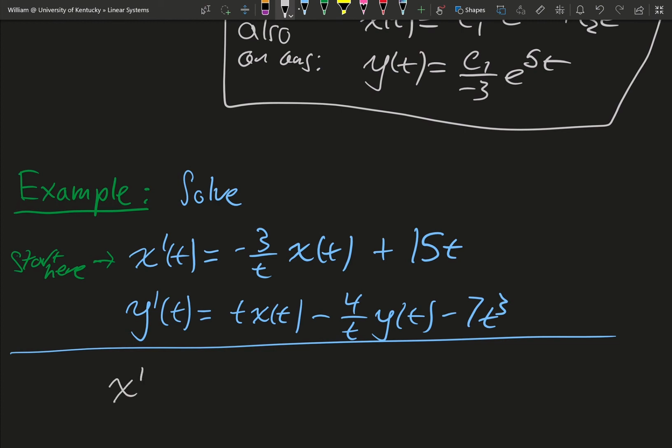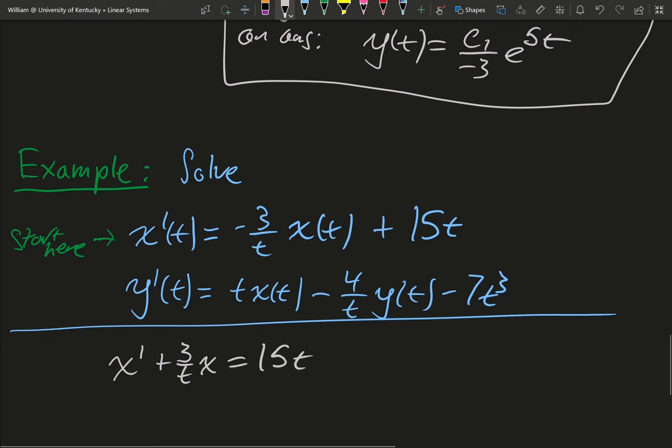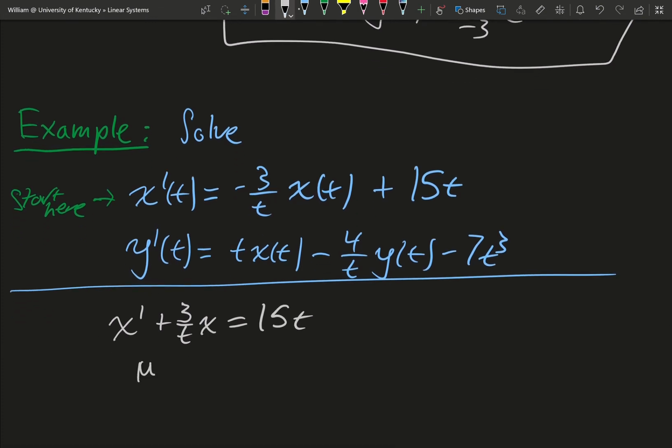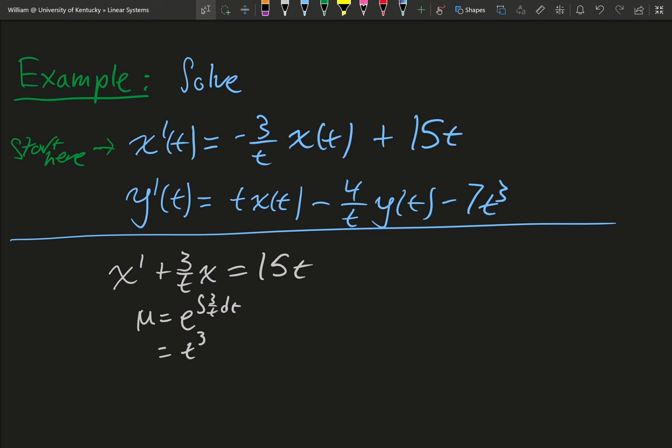So we'll rewrite it: x prime plus 3 over t times x equals 15t. Our integrating factor is going to be t cubed. And so we're going to have the derivative with respect to t of t cubed times x is equal to t cubed times 15t.